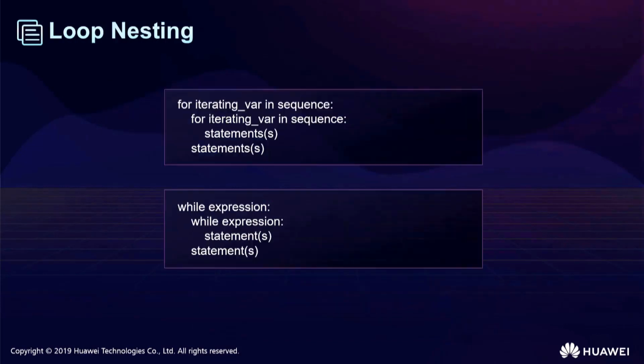Python allows one loop to nest in another loop. For the syntax of loop nesting, we can use two for statements like that, and we can also use two while statements like that. For this part, you should do more practice on how to use loop nesting.